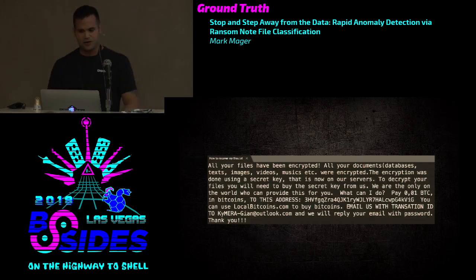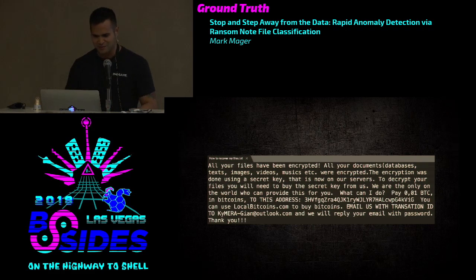Here's another example. Now that you saw the first one from CryptoLocker, now you see this. It basically says the same thing. All your files have been encrypted. They talk about specific document types. They talk about decrypting. They want you to send Bitcoin to their address, and they even say thank you at the end, which is very nice.